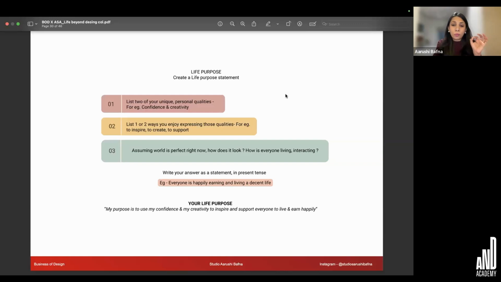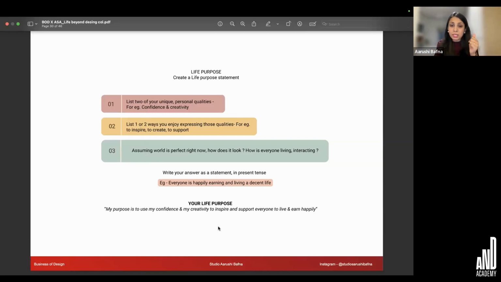And then what you need to do is write the answers of all the three together in one statement. So my purpose is to use my confidence and my creativity to inspire and support everyone to live and earn happily. And that's how Business of Design came about. I want you all to do the same exercise. It'll sort of help you get a clear path to your future career.